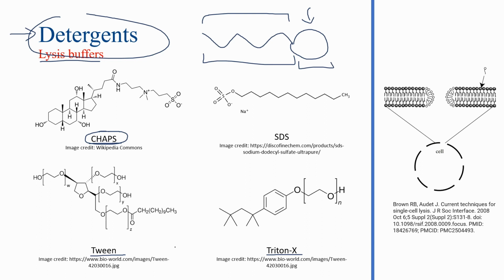In comparison to the CHAPS, Tween, and Triton X detergents, the SDS detergent here is an ionic detergent. Specifically, it's an anionic detergent, meaning that it is a detergent with negative charges, and it will also coat the protein of interest with negative charges. Importantly, the thing to remember here is that SDS is a denaturing detergent. It will denature your proteins within the cell lysate, and sometimes that is exactly what we want, while other times we want to maintain the integrity of our proteins of interest.